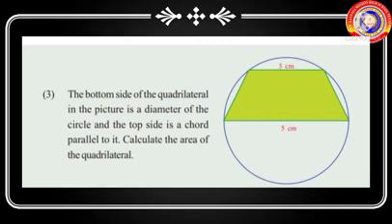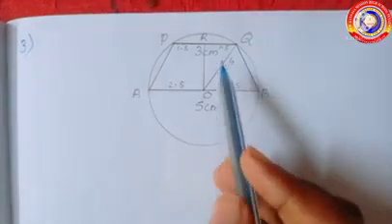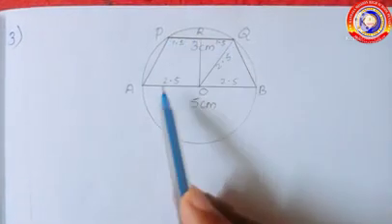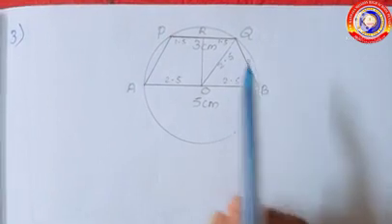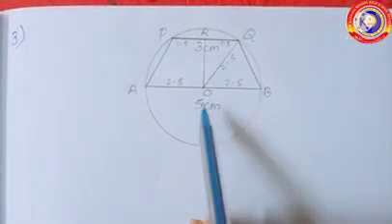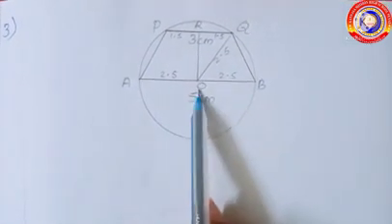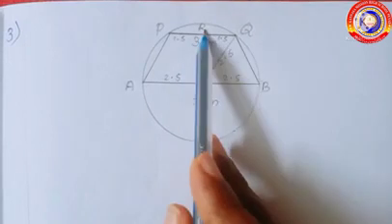Next, third question. The bottom side of the quadrilateral in the picture is a diameter of the circle and the top side is a chord parallel to it. Calculate the area of the quadrilateral. So in this question, we have to find the area of this quadrilateral. In this figure, AB is a diameter of the circle and PQ is the chord parallel to it. Okay, and O is the center of the circle and OR is the distance from the center to the chord PQ.